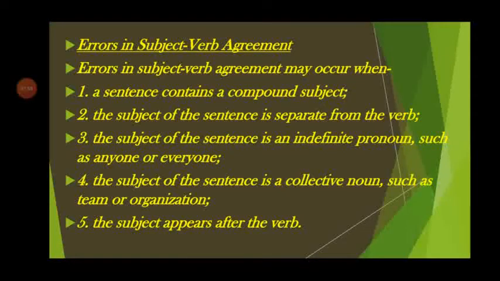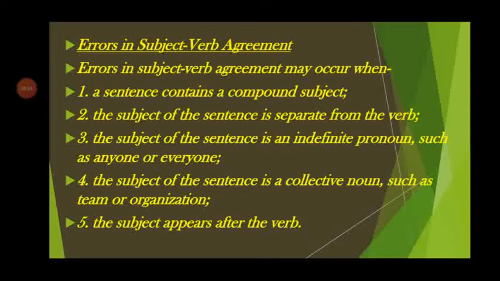Errors in subject-verb agreement. Errors in subject-verb agreement may occur when, in the first case, a sentence contains a compound subject. Second, the subject of the sentence is separate from the verb. Third, the subject of the sentence is an indefinite pronoun such as anyone or everyone. Fourth, the subject of the sentence is a collective noun such as team or organization. And the fifth one, if the subject appears after the verb.